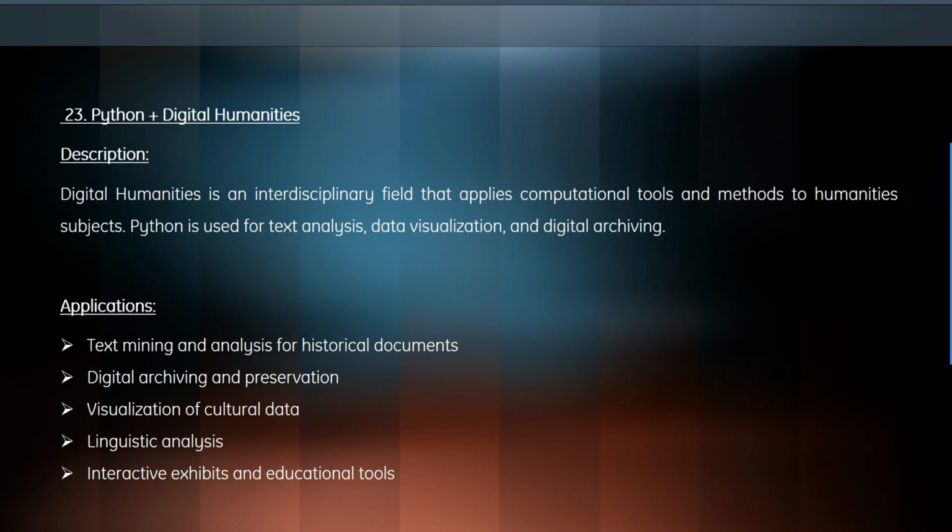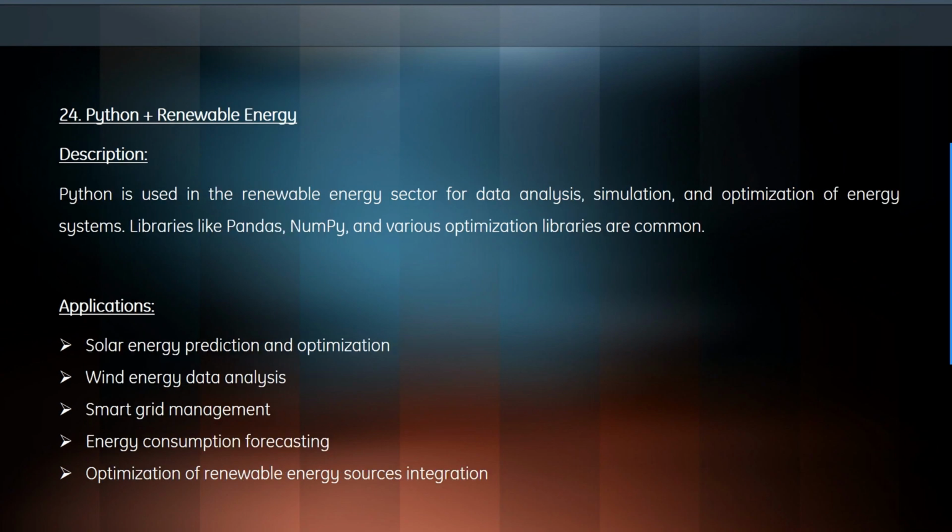Moving on, we have Python plus digital humanities. Now, digital humanities is an interdisciplinary field that applies computational tools and methods to humanities subjects. I'll give you an example. Python is used for text analysis, data visualization, and digital archiving. So, applications such as text mining and analysis for historical documents, digital archiving and preservation, visualization of cultural data, linguistic analysis, and we have interactive exhibits and educational tools.